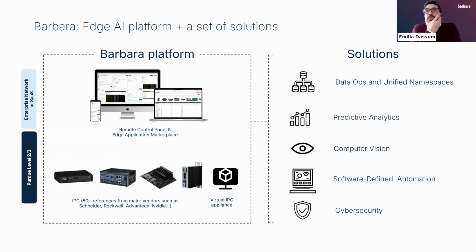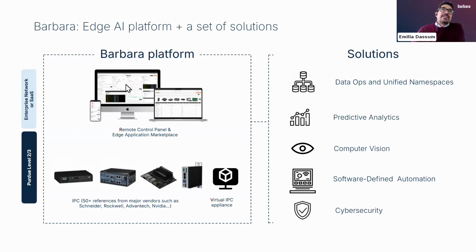Here we can see some of the solutions we can deploy using Barbara. As I mentioned before, we are an orchestration tool. That means we can deploy different, unlimited use cases, depending on which application you choose to deploy, how you configure it, and how you manage the data to cover different use cases. Here we are seeing just some classic solutions normally demanded by our customers.